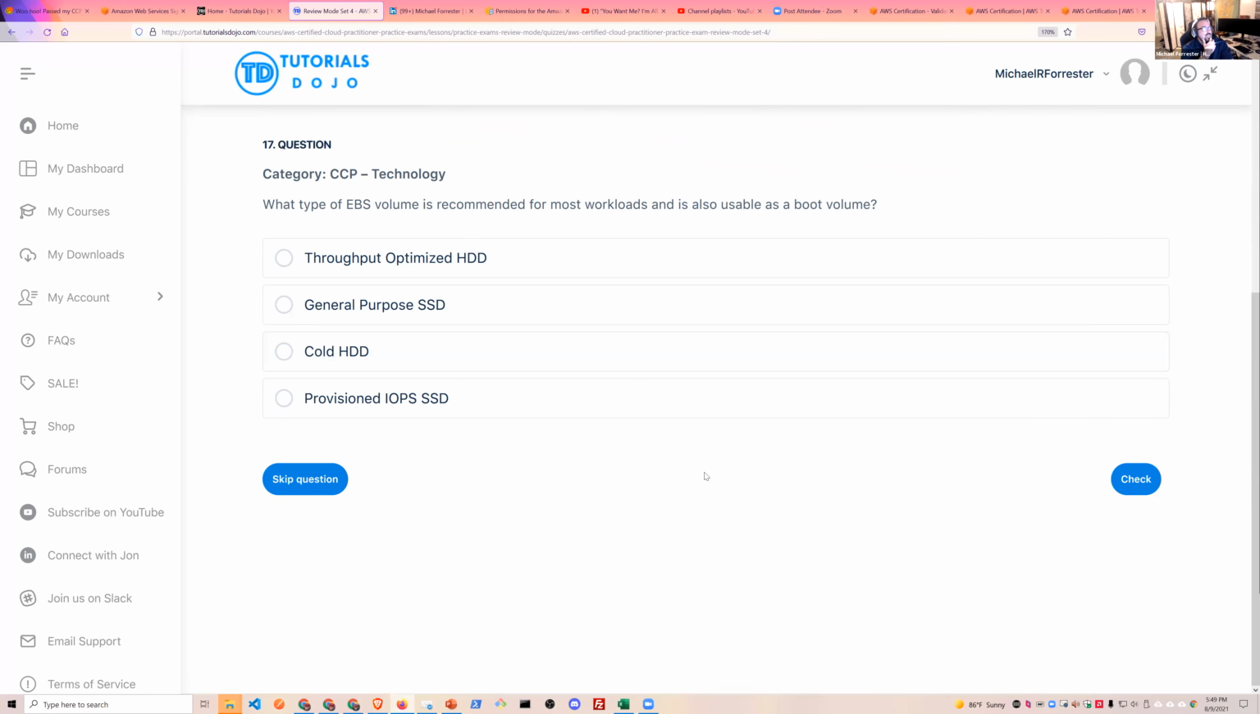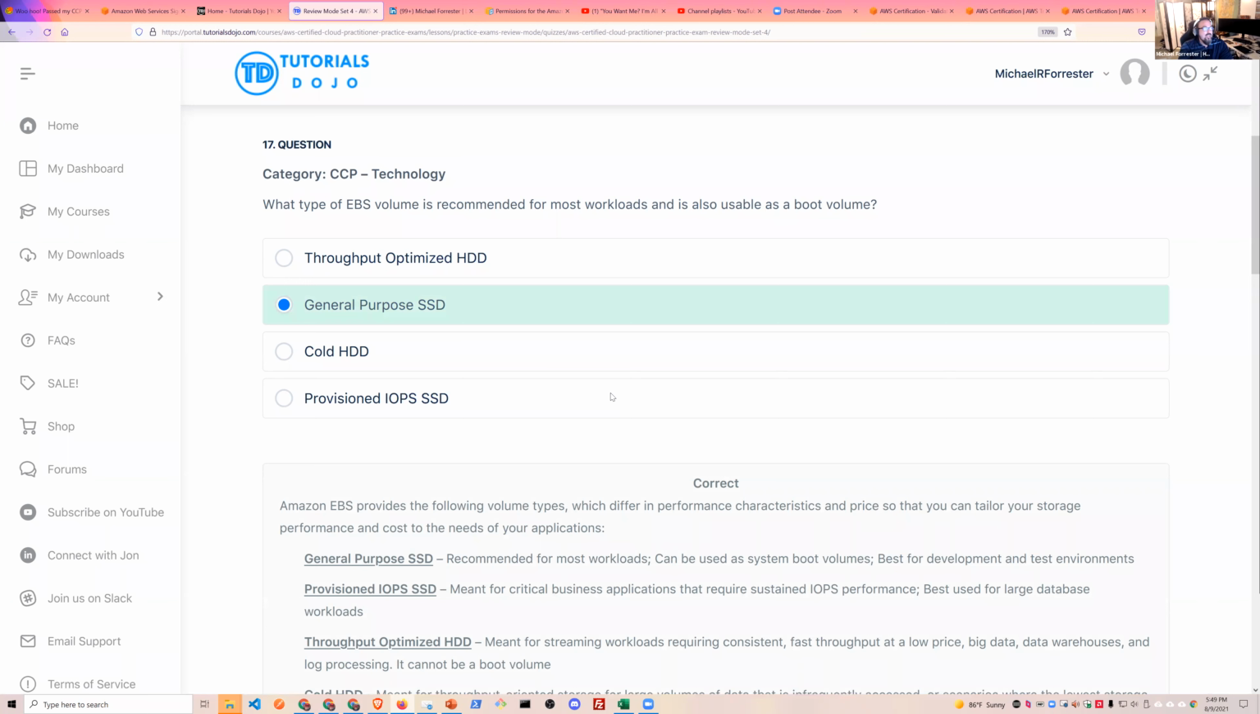Okay. What type of EBS volume is recommended for most workloads and is also usable as a boot volume? Oh, good. See some instant answers there. That's perfect. Yeah, the one with the intuitive name that says general purpose. Yeah, that's probably the one. Honestly, it is. By the way, which two of these can be used as boot volumes? Just give me the numbers. 2 is obviously one. What's the other one?